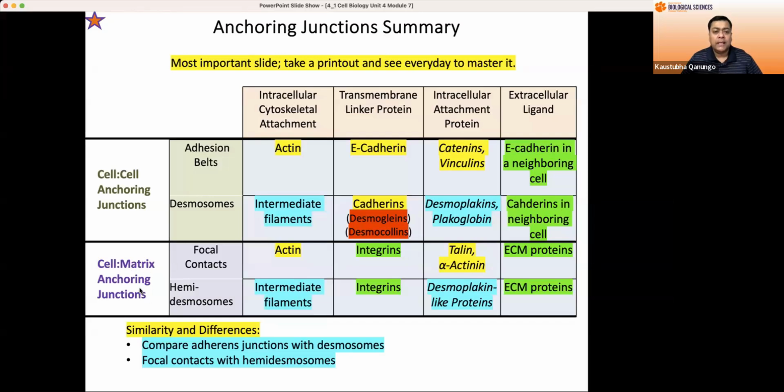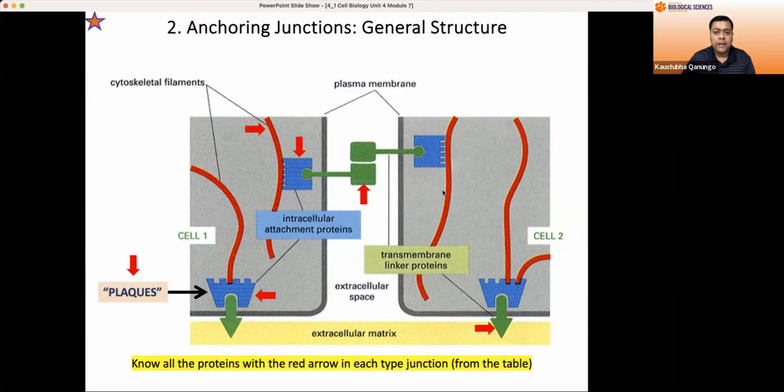If they are between the cell and the matrix, these are hemidesmosomes: intermediate filament, and here you have the integrins, just like your actin integrins. And here you have the desmoplakin-like proteins, and the extracellular ligands are ECM proteins. I highly suggest that you definitely keep a printed slide of this handy, and if it is available to you and we ask where is what, you should not have any trouble finding it out. Remember that it's a general structure. Depending upon whether these red filaments are actin or intermediate filaments, all these proteins follow that chart.